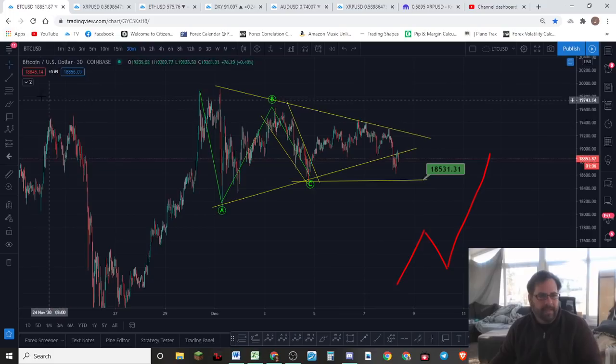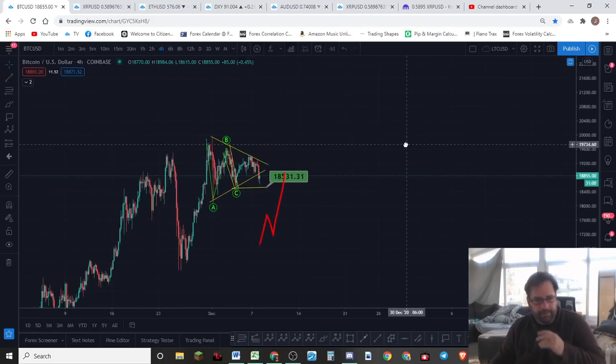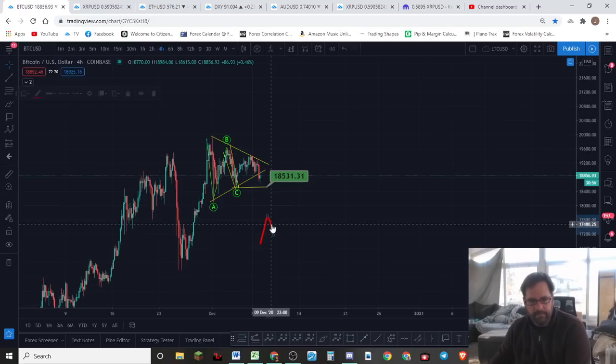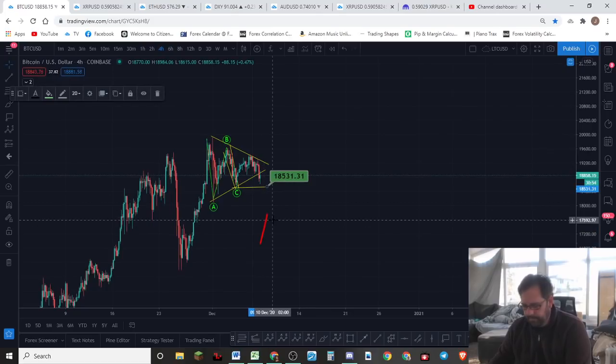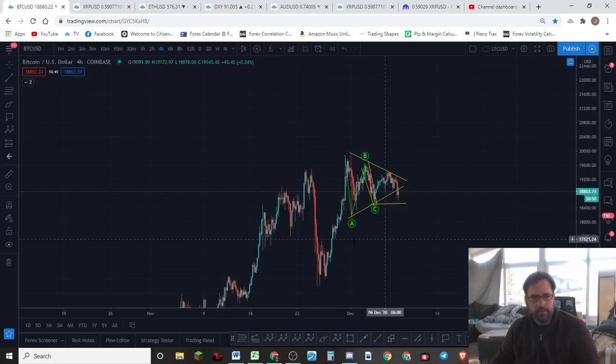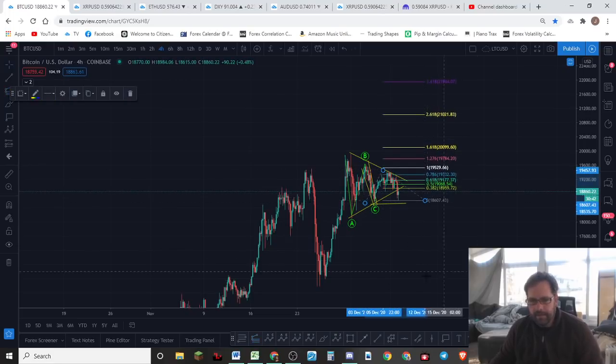Where would we expect that to go? Let me give you a target and an invalidation point. Let me get this off the screen. You don't need to see that for now. I'm going to pull the fibs on this. You need to learn how to pull your own fibs, but we do this like that, and we build the wave something like this.